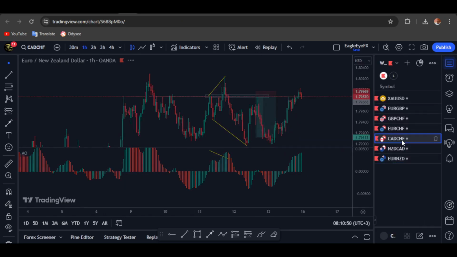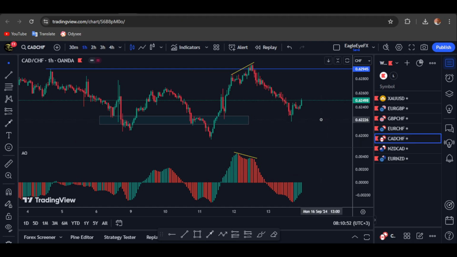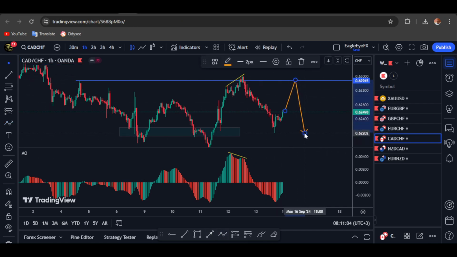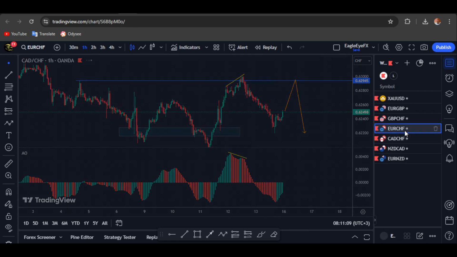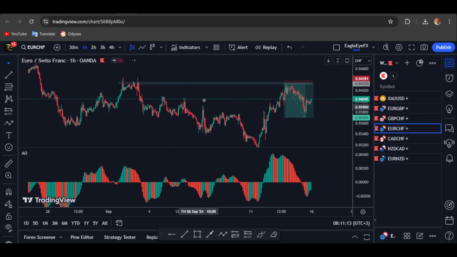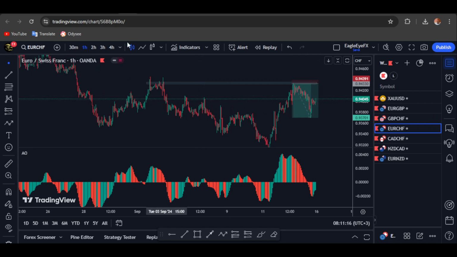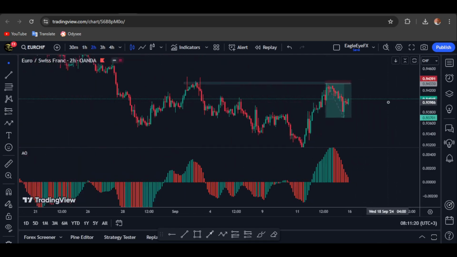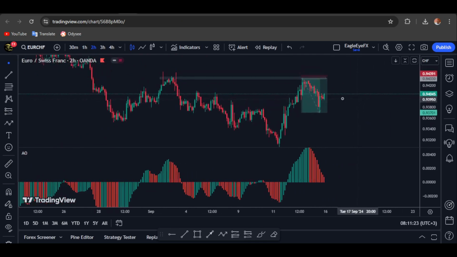All right, let's look at maybe another one. Let's look at CAD CHF. CAD CHF is not very clear, but you can see here we had a break of structure. So perhaps when this market comes all the way here, then we might be interested in looking for our sales to the downside. All right, let's look at EUR CHF. Look at this. You can see clearly, but some of them you have to be very patient, to wait for them to really play out.